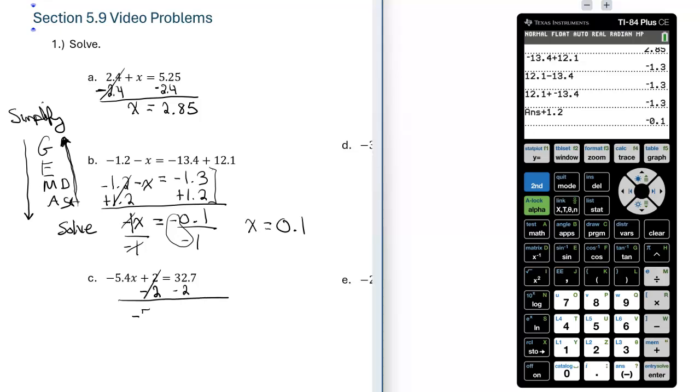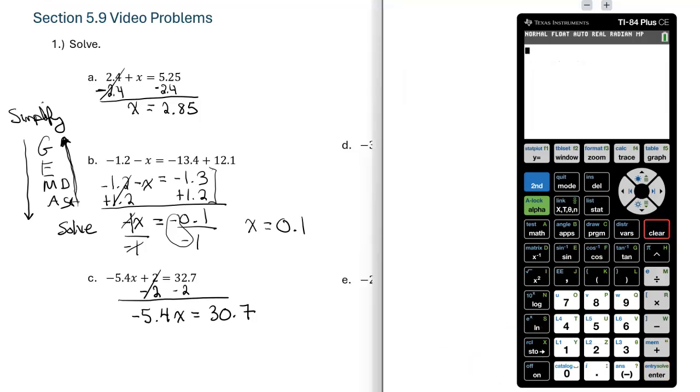And I get -5 4/10 x equals 30 7/10. Okay. The term with x is by itself now, right? There's nothing sitting next to it. And once there's an x term and it's the only thing left, then you're ready to do division. It has to look like what you're seeing here in order for us to be able to use division. So that's a good thing. It's kind of a checkpoint, right?